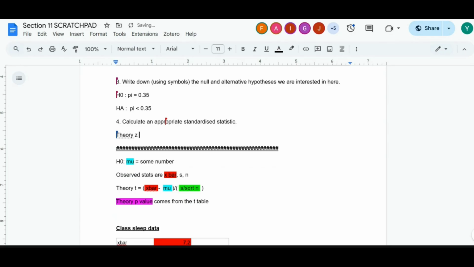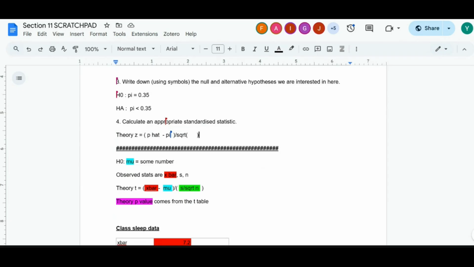Can someone give me the generic formula? I've left it out for a reason. Give me generic first, then put numbers in. Give it to me generically first, using symbols. It's going to involve p hat and pi, let me tell you. All right? So can you fill it in? Theory Z here would be p hat, good, minus pi over the square root of.